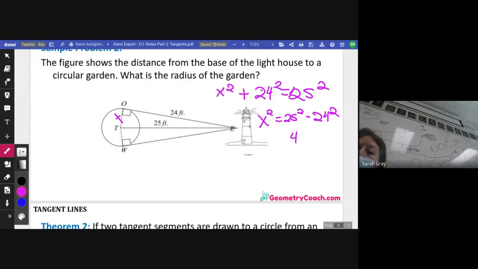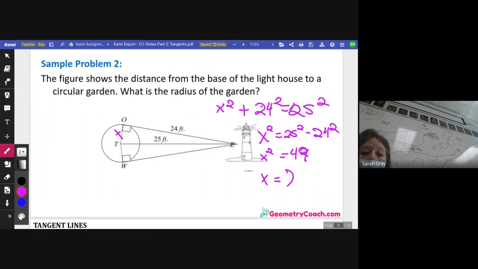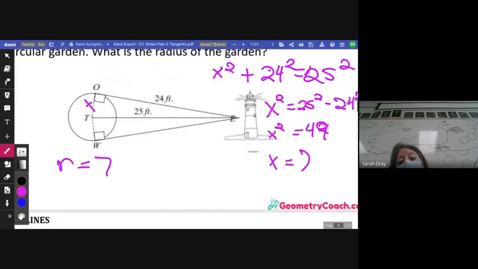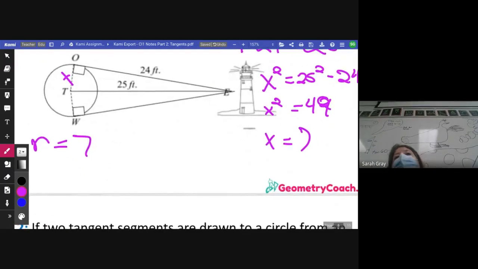If you square those and then subtract them, you get 49. So X is 7. So our radius equals 7. All right. What else do you notice about these two triangles?